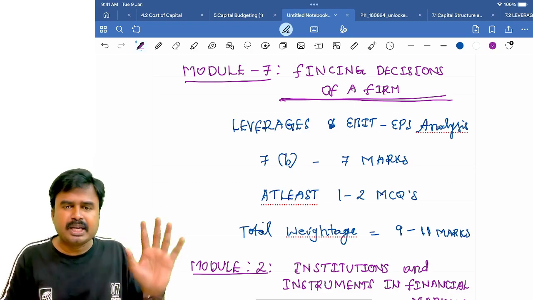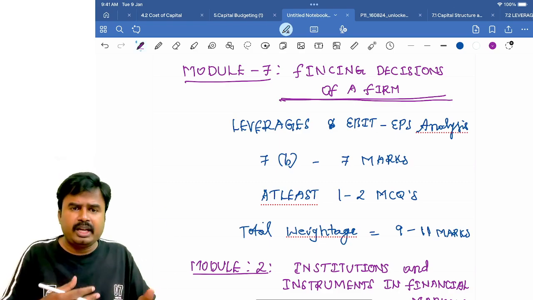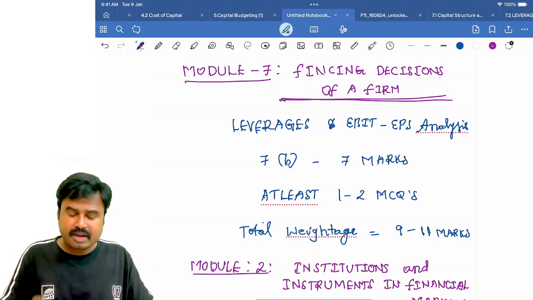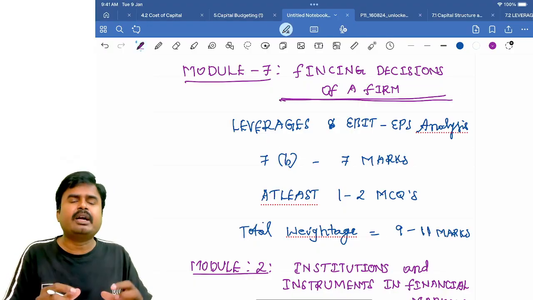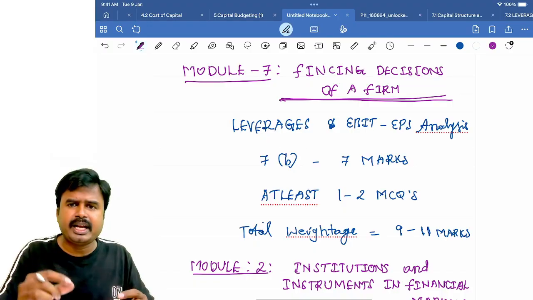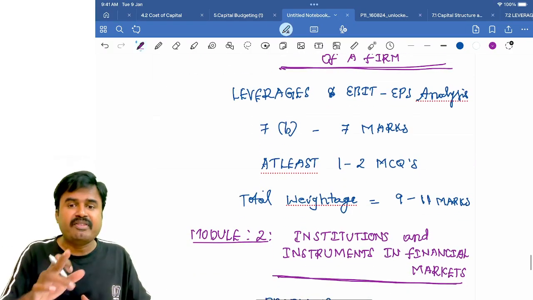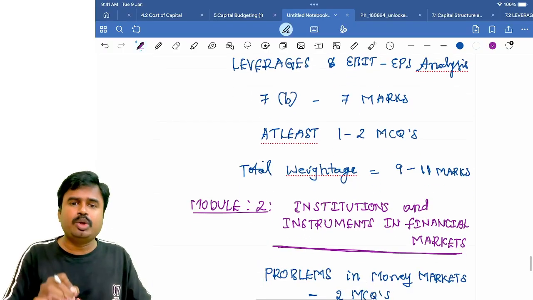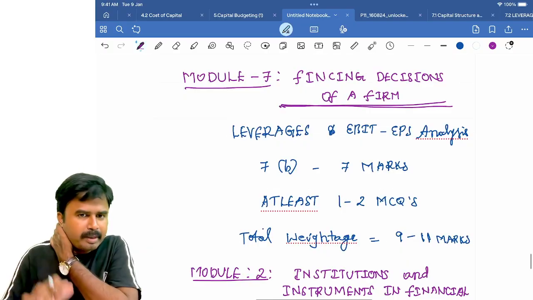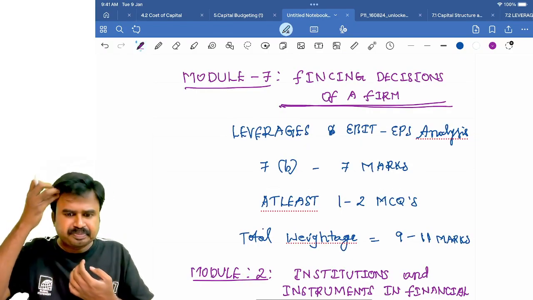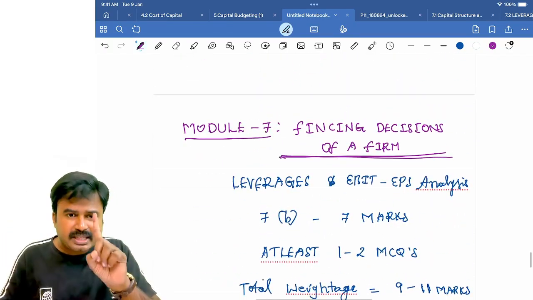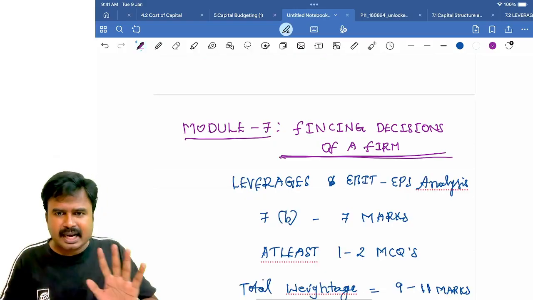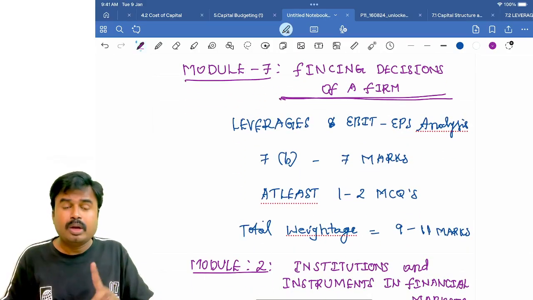One question is compulsorily taken from leverages and EBIT and EPS analysis, 7B. This is a fixed question. If you can cover the small chapter leverages and EBIT and EPS analysis, you are going to get 7 marks and at least 1 to 2 MCQs, which is going to carry 9 to 11 marks. So this is so important, my dear students. Module 7, yes. One simple chapter, leverages and EBIT EPS analysis, gives you 9 to 11 marks.